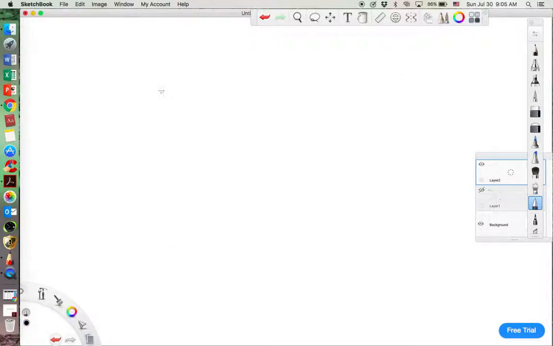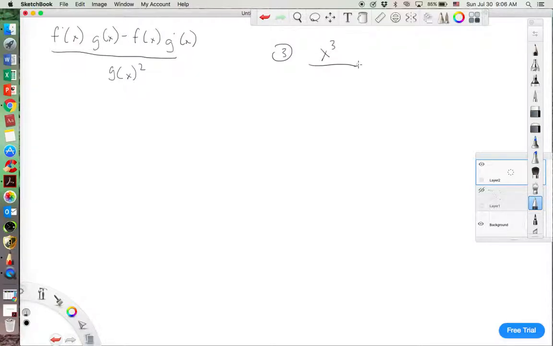Quotient rule. So again, the quotient rule is the first derivative of a quotient is f prime of x, g of x, minus f of x, g prime of x, all over g of x squared. Let's take a look at a simple example. Number 3. So we have x cubed divided by x cubed minus 5x plus 10.